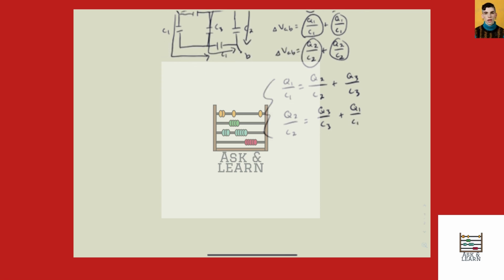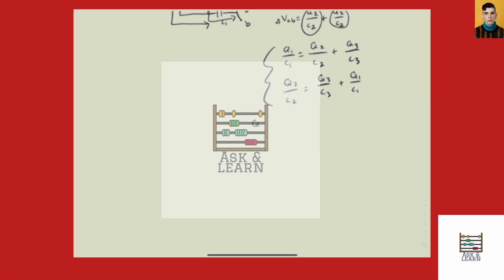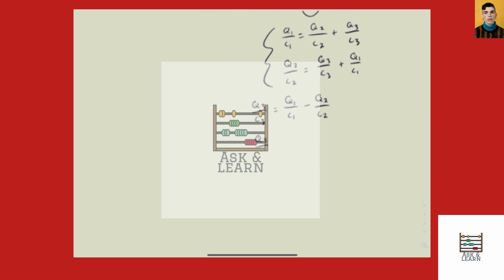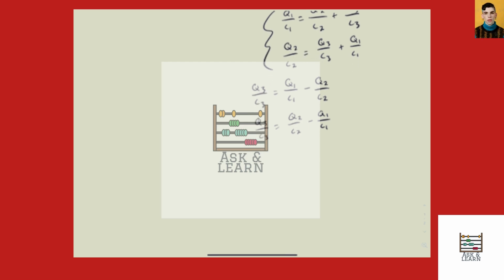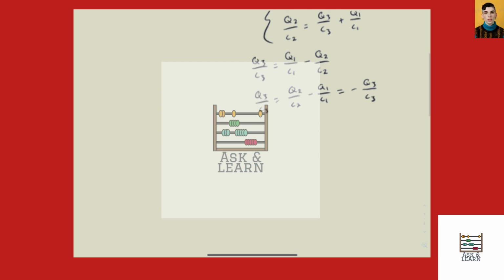So now I'm going to solve for Q3 over C3 in both cases. So for the first one, this is going to be Q1 over C1 minus Q2 over C2. And for the second one, we get Q2 over C2 minus Q1 over C1. But this is just the opposite of the first one, so this equals minus Q3 over C3. So if Q3 over C3 equals minus Q3 over C3, the only way that can be true is if it's 0.